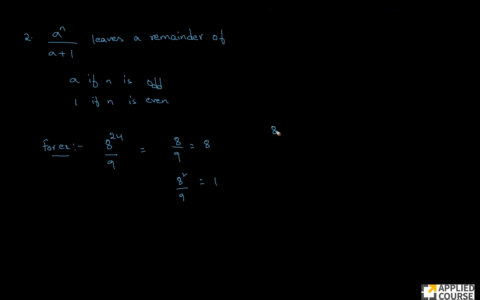Now I know the remainder for 8 square by 9 is 1. So what can I write here? See whether n is divisible by 2 or not. See the number: n is divisible by 2. So 24 by 2. Why do we need to divide by 2? Because I got the remainder 1 at 8 square by 9. That is the reason you need to divide by 2. So how much remainder do you get?